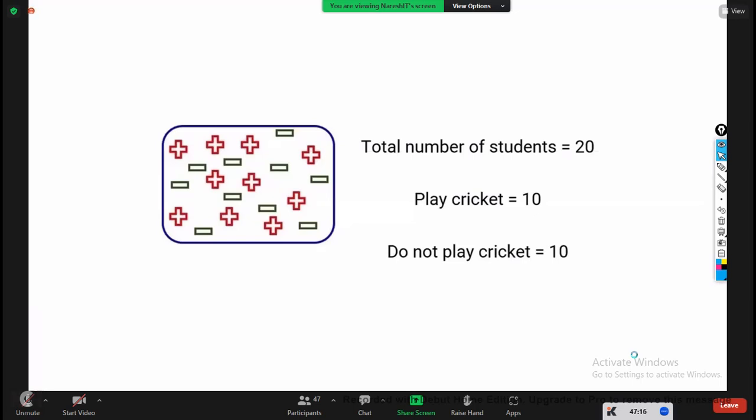In that, how many of them are playing? The total number of players is 10. 10 records play. And how many of them do not play? 10 records do not play, right? So now I'm indicating the persons who are playing cricket with a plus symbol, and those who are not playing cricket with a minus symbol. So the entire data set has 10 playing and 10 not playing. The total number of students is 20, right?